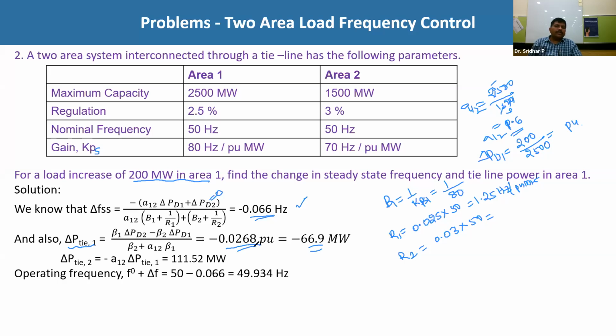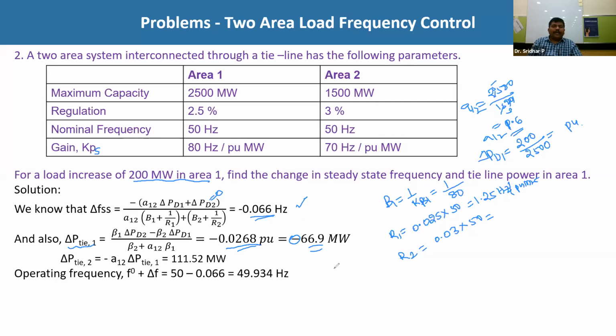How do we convert this value? Whatever base parameter you have taken, that is 2500 we have taken. If you multiply with that value, minus 0.0268, we are going to get minus 66.9 megawatt. Once you are getting the minus, that is the change in the tie line power. Don't think that we never get the minus sign for megawatt power. It only gives the information about the change in the megawatt energy. That is the meaning of that.